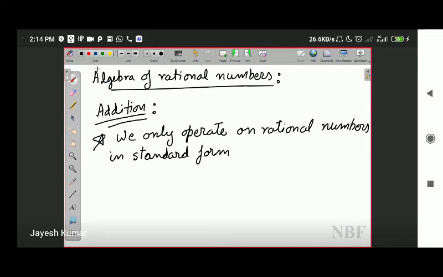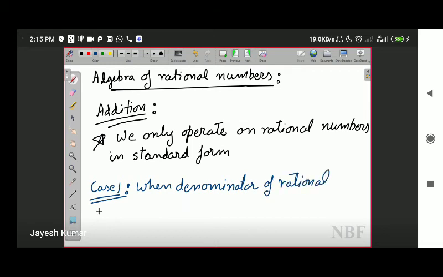Okay, first of all, let us take case 1. What will be case 1? Case 1 is when the denominators of the rational numbers in question are the same.